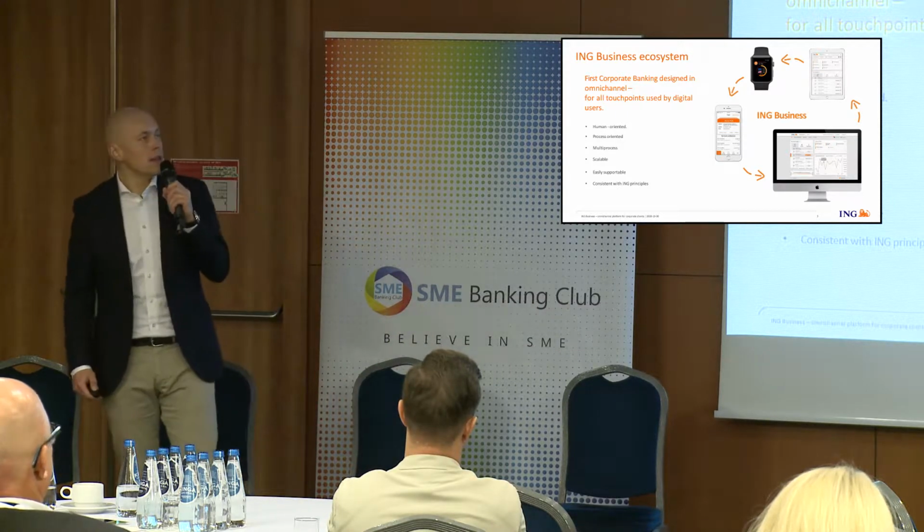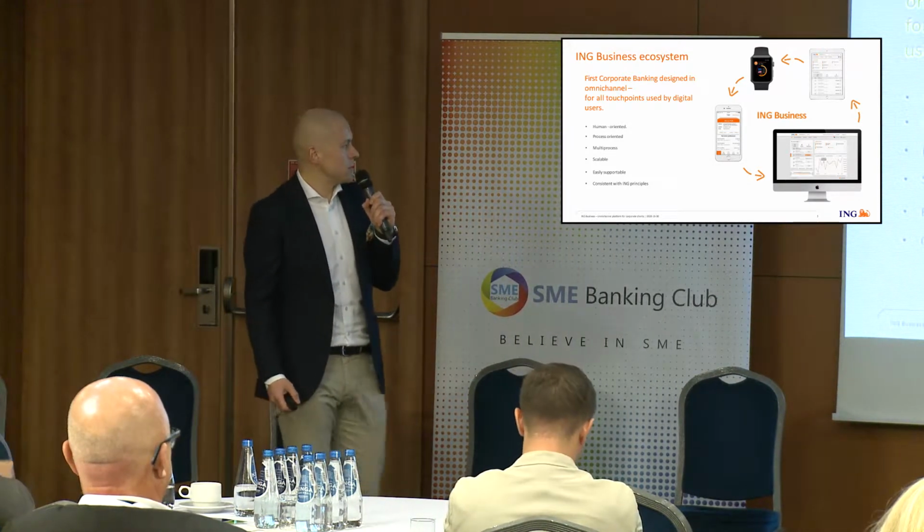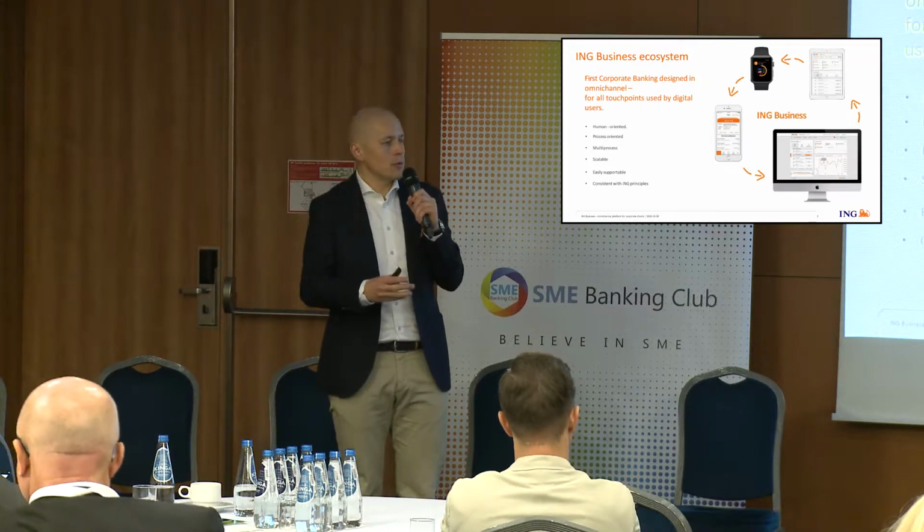The whole ecosystem, whole ING Business, was designed as human-oriented, process-oriented, multi-process as well, scalable, easy to support, and consistent with ING principles. So these are the main important points that were before our eyes when we designed and created the ING Business platform. And this is omnichannel, like I said. So every user can start a process in one channel and end the process in another channel. One employee can, for example, enter a payment in their ERP system, and the CFO will accept the payment in their mobile native app. So this is still one application. This is the omnichannel approach.